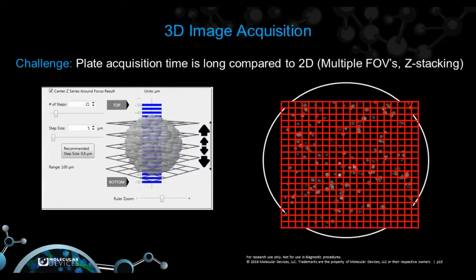Third challenge is plate acquisition time is long compared to 2D. Typically in a well plate, you will have your objects of interest scattered throughout the well. The only way to capture each of these objects is to scan the entire well, as you can see with this grid overlay.